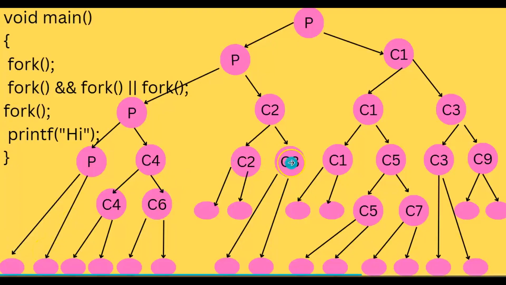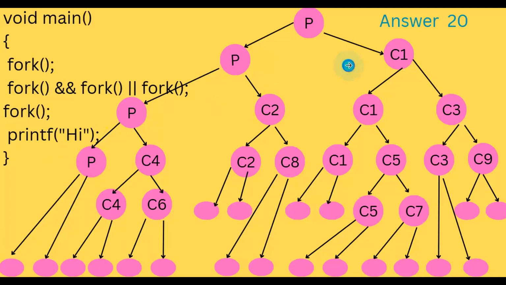Now this is the updated binary tree after all the leaf nodes, that is the child processes, have created child processes again, for the last fork system call. So totally you can see 20 child processes, shown in the highlighted oval shape. So how many times will the printf statement be executed? The answer is 20.